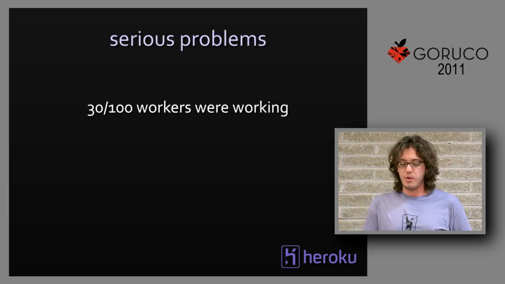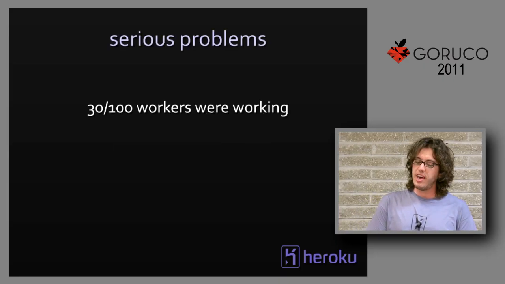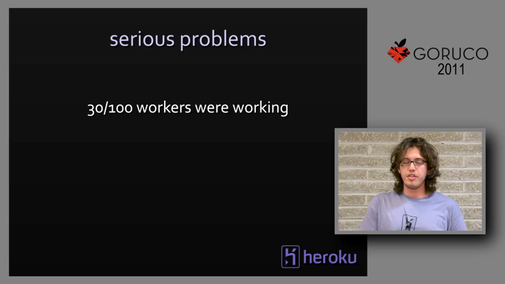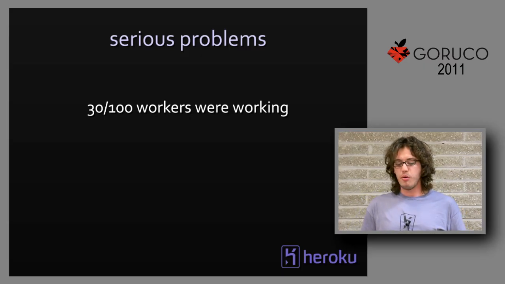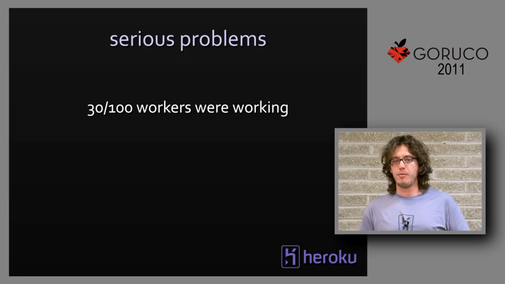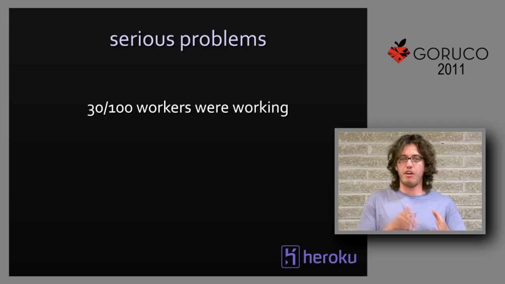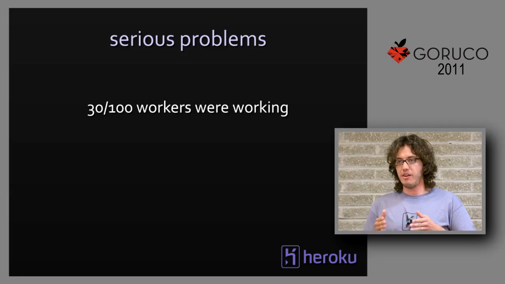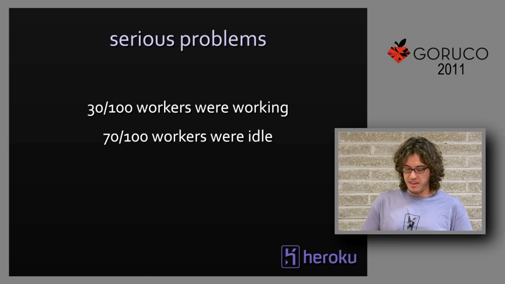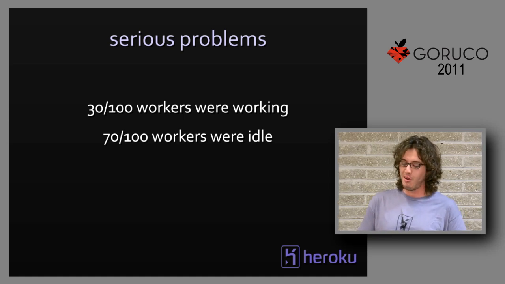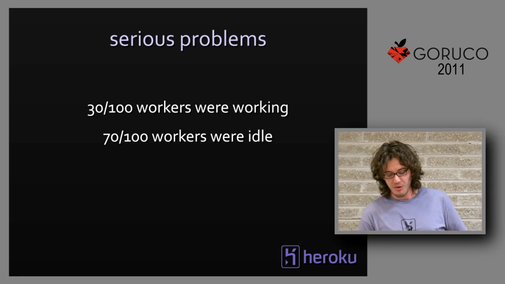In fact, we realized that even though we had 100 workers, only 30 of those workers were actually doing stuff. We paired up each worker with how many jobs it worked, and we found that only 30 of them were doing work. So 70 were just doing nothing. They were idle. They weren't accomplishing anything for us. The majority of our scale was just sitting around. Our workers were unemployed.